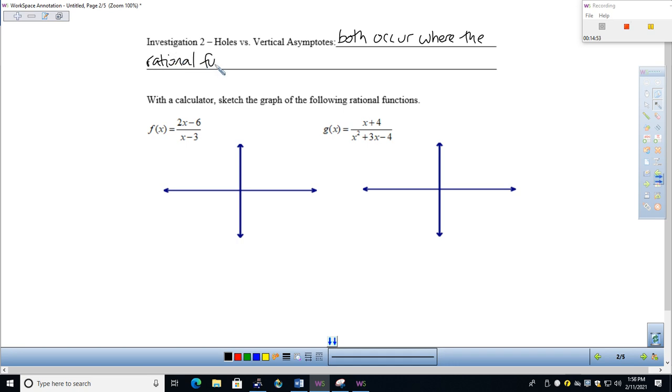So that's what we saw yesterday. What makes a rational function undefined? Where the denominator would be 0. So let me just make sure I write this in. Both occur where the rational function is undefined.